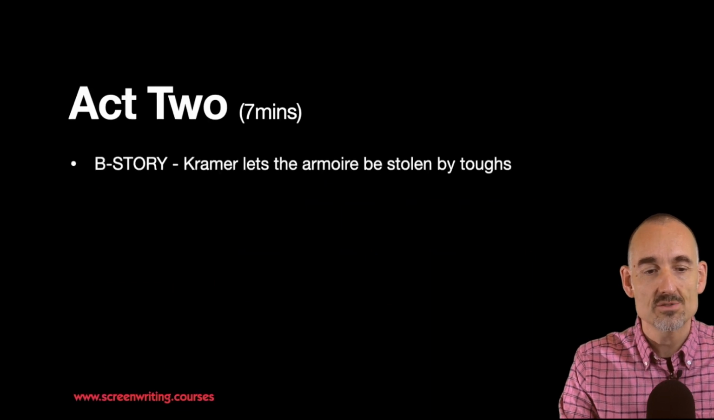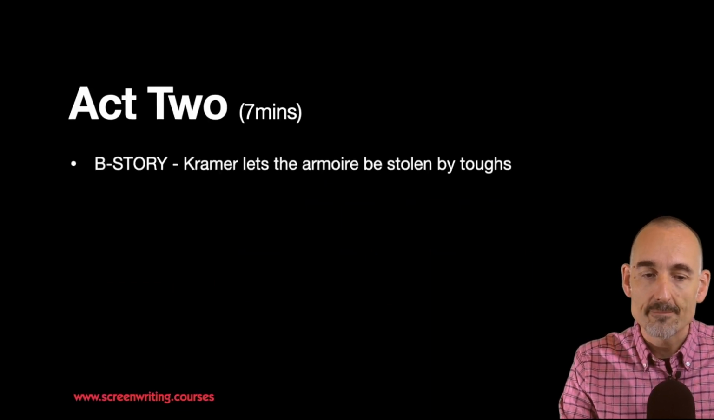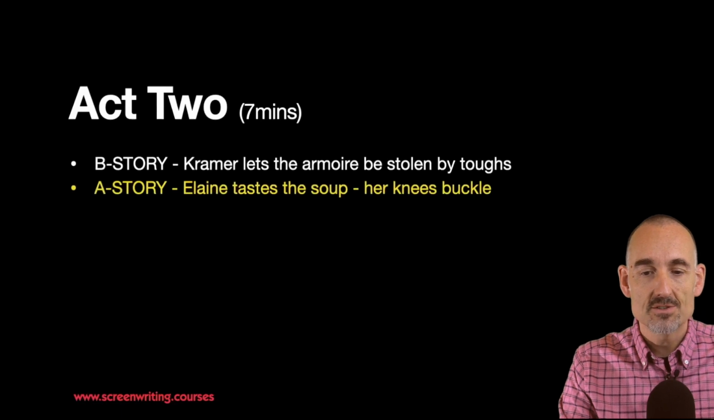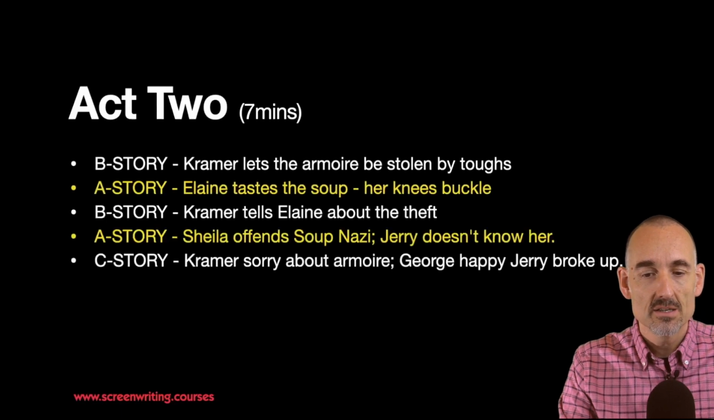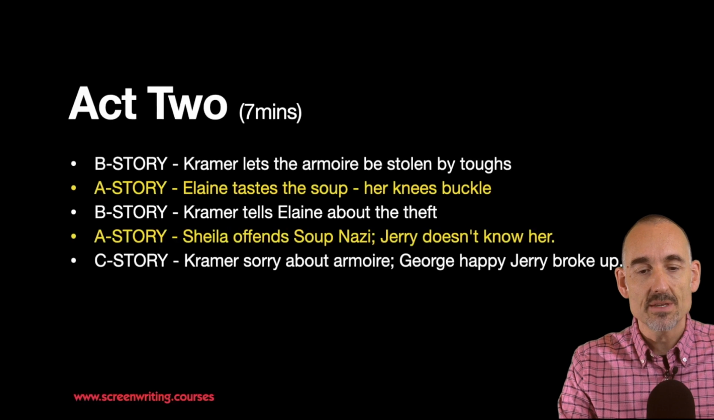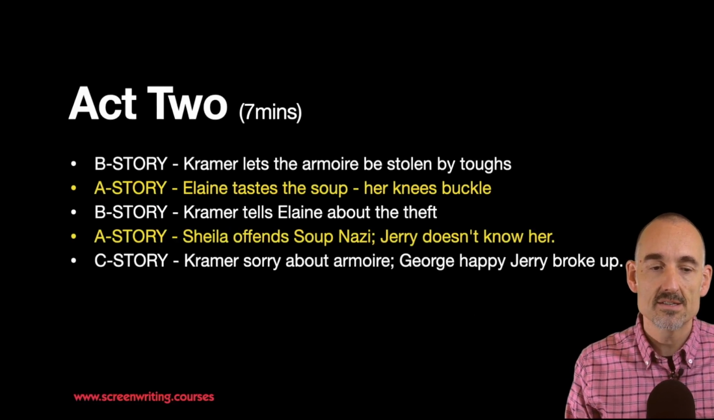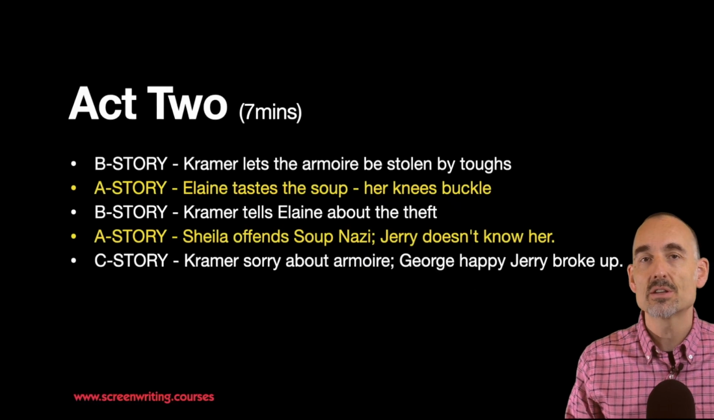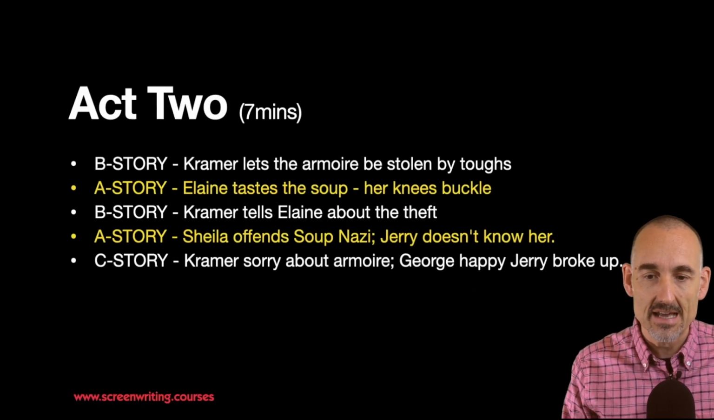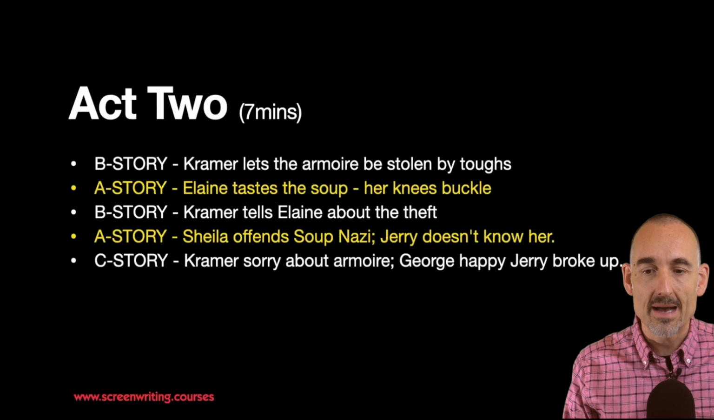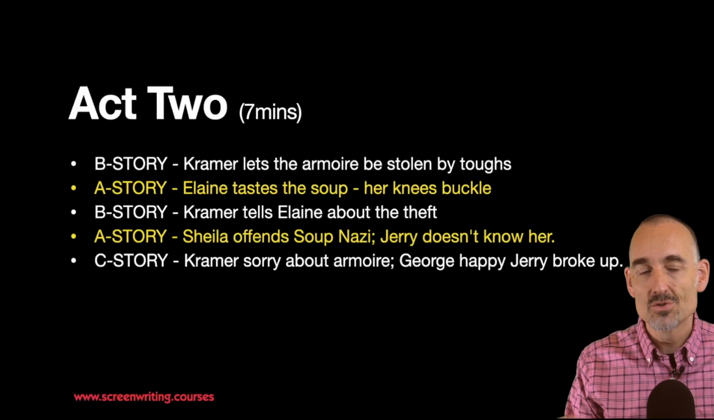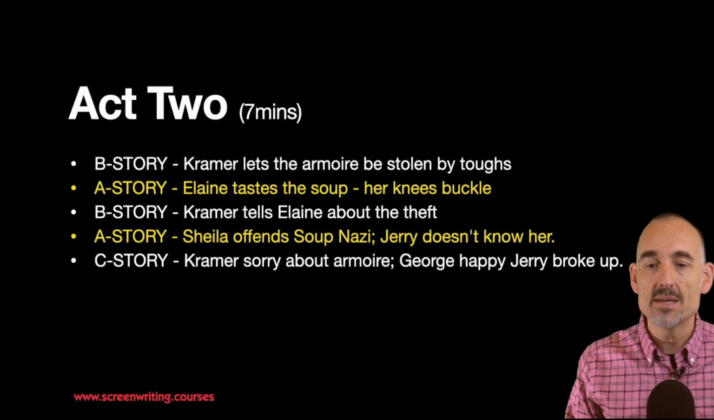Act 2, again 7 minutes. We open with the B story. This is about the armoire. Back to the A story, and we alternate B, C. And then something really interesting happens. After having 2 scenes about the A story, we're now going to climax the second act by bringing the 2 storylines, A and B, together.